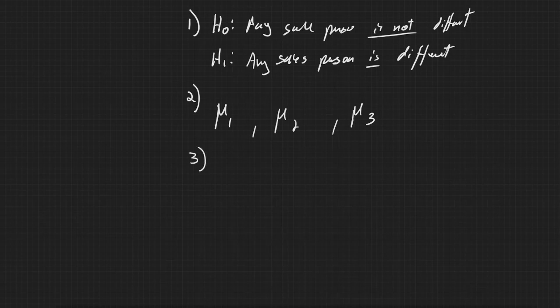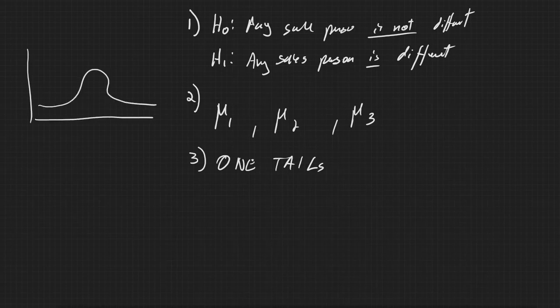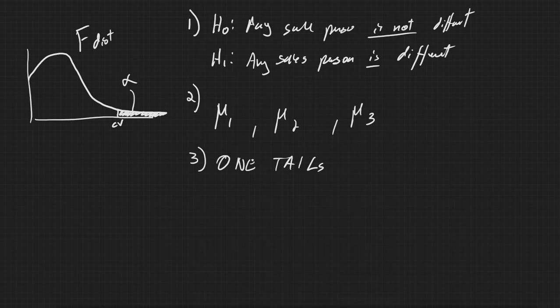Step 3 is going to be one tail or two tail. By definition, ANOVAs are all one tails. Let's stop here for a second. When in doubt, draw it out. Our normal distribution looks like this, and then we could have a left tail or a right tail. Not the case for the F. Our F distribution starts here, it goes down, and it goes off forever. All of our F distributions are going to be one-sided, and our critical value goes here because the F distribution is by definition one-sided. So by definition, it's one tail.